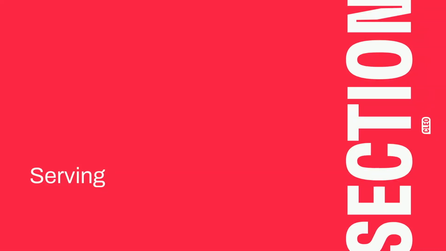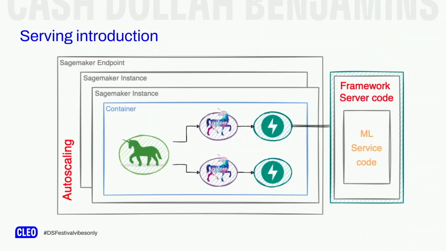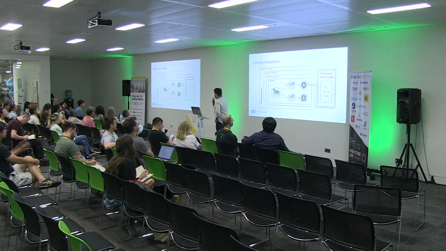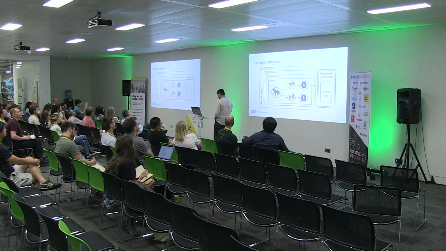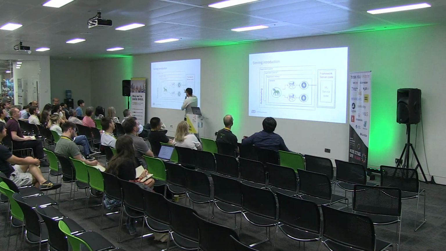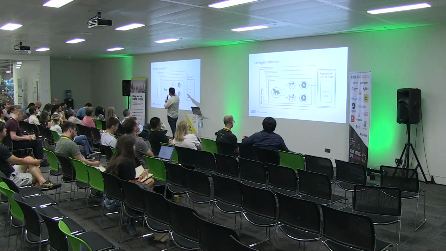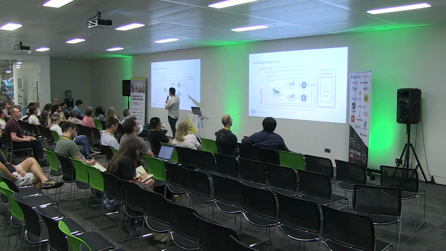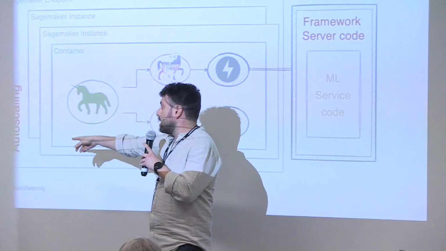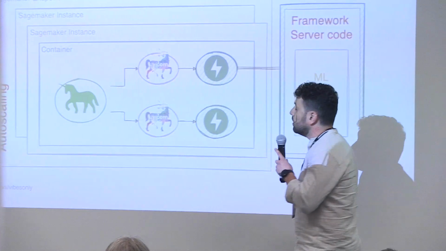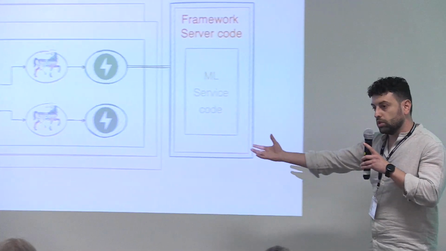Into the serving. So this is a general description of the service solution that we have right now. As I mentioned before, we have the SageMaker endpoint, which is our deployment unit. Then inside each SageMaker endpoint, we can have different SageMaker instances according to an auto-scaling policy that we defined, so according to the load that we are receiving in the service at the time.